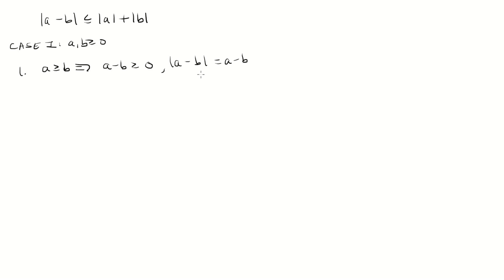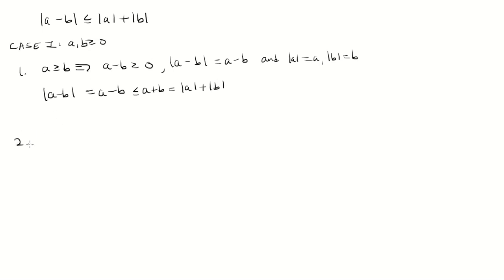So this means that if the inside of the absolute value is greater than or equal to 0, you could just remove the absolute value. Okay, and then the absolute value of a will be a, and the absolute value of b will be b, because here both a and b are non-negative. So what we have is the absolute value of a minus b is equal to a minus b, which is less than or equal to a plus b. And that's going to equal the absolute value of a plus the absolute value of b.